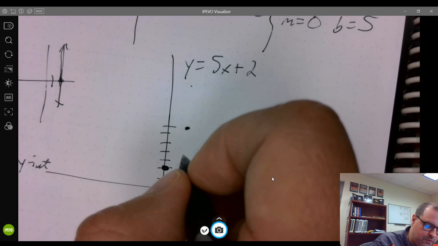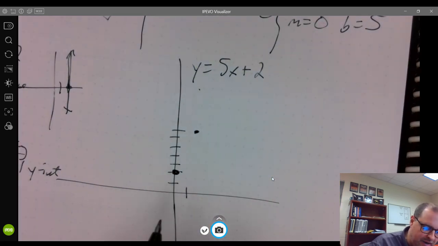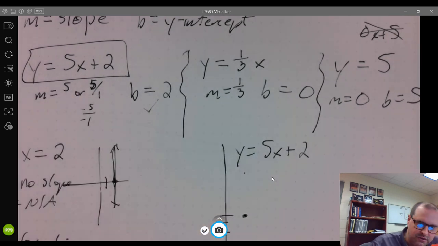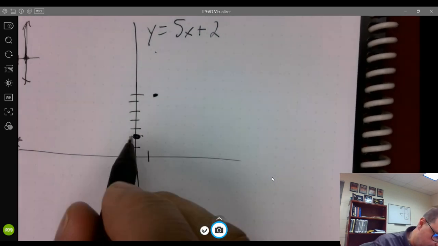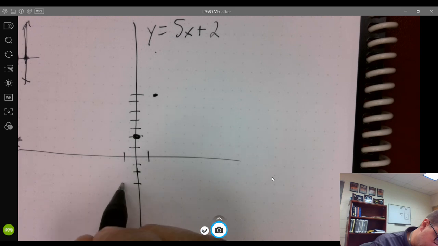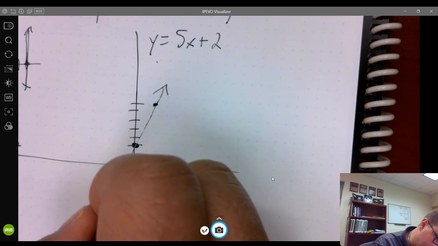Now, say I'm running out of room here, which I am. You could always do the opposite. And 5 over 1 is the same as negative 5 over negative 1. 2 negatives make a positive. Well, if you're going the other way, I could say, all right, I'm going to go down 1, 2, 3, 4, 5, and to the left 1. Notice it'll still fall on that same line.